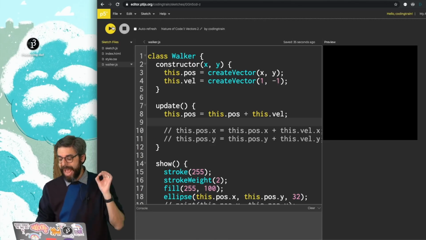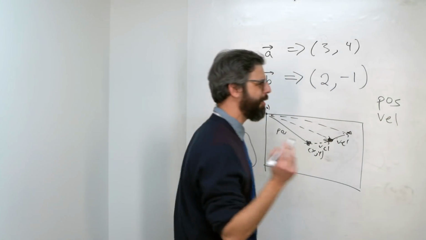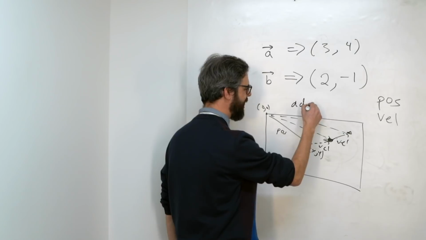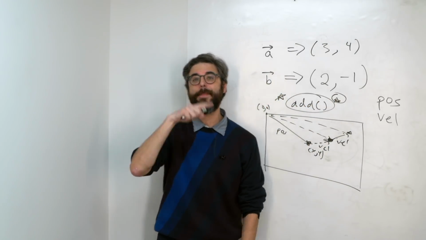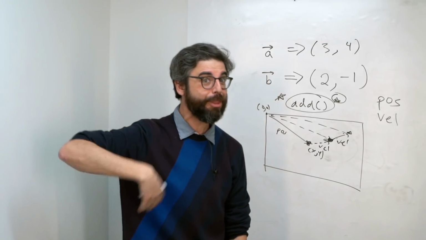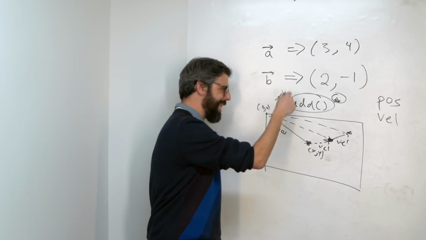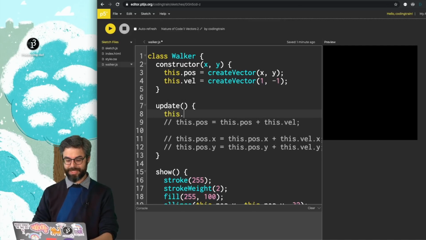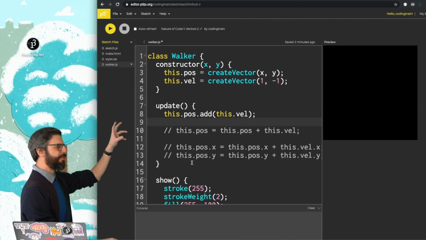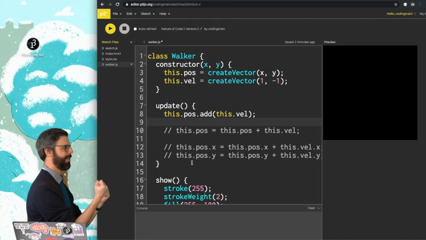And so in order to add them together, instead of using the plus operator, we need to use the add function. And all of the vector math operations that I use over and over again, probably throughout these videos, I need to find the function in there that does that operation. So instead of this, I will say this dot pos dot add this dot velocity. It's a bit of a mouthful. There's a lot of dots here, but let's just take a moment to breathe this in.